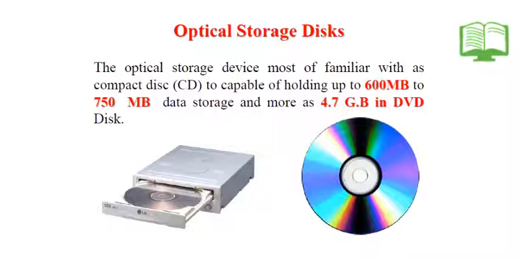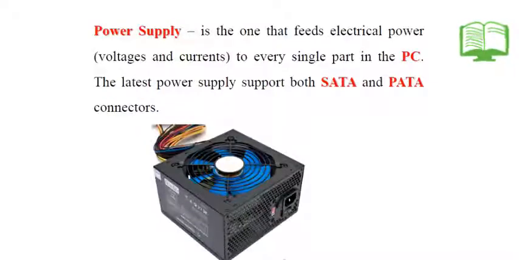When you look at the optical storage disks, these are also storage devices, and a good example is the compact disc, the CDs. They are capable of holding data. They come in different sizes, some are 600 MB up to 750 MB. So as you can see in the picture there, that's the compact disc.